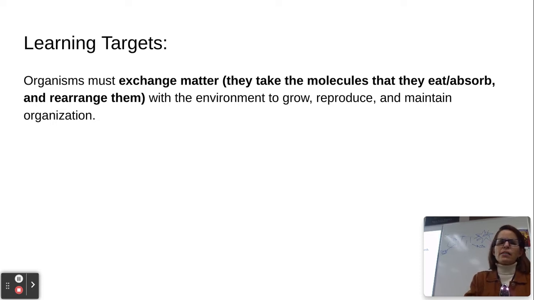So it says, organisms must exchange matter. That means they take the molecules that they eat or absorb and rearrange them with the environment to grow, reproduce, and maintain organization. So when I'm a vegetarian, I need protein and I need amino acids. So I take in protein from beans or cheeses or whatever. And my body pulls those amino acids apart, rearranges them so that I can build the proteins that I need.